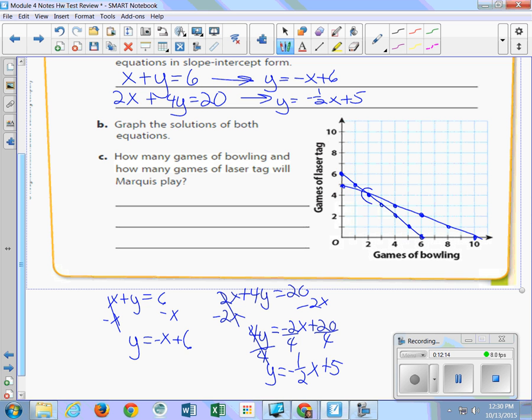And my point of intersection is games of bowling is going to be 2. Games of laser tag is going to be 4. So how many games of bowling? 2 bowling. 4 laser tag. Because that is just the point. 2, 4. That's my x, that's my y. Pay attention to the labels. X is bowling, and y is laser tag.